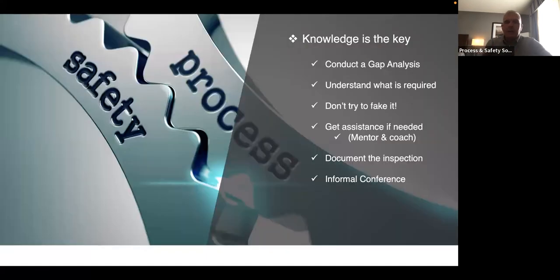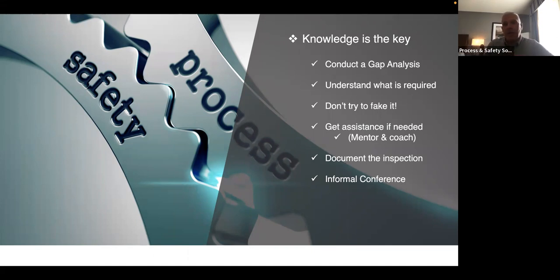So knowledge is the key. And if I could offer any advice, I would say conduct a gap analysis. We work in a lot of different industries. Ammonia refrigeration, for example, is simple PSM. There shouldn't be any reason why ammonia refrigeration facilities should be getting citations. It's simple, it's easy. Just get a gap analysis.